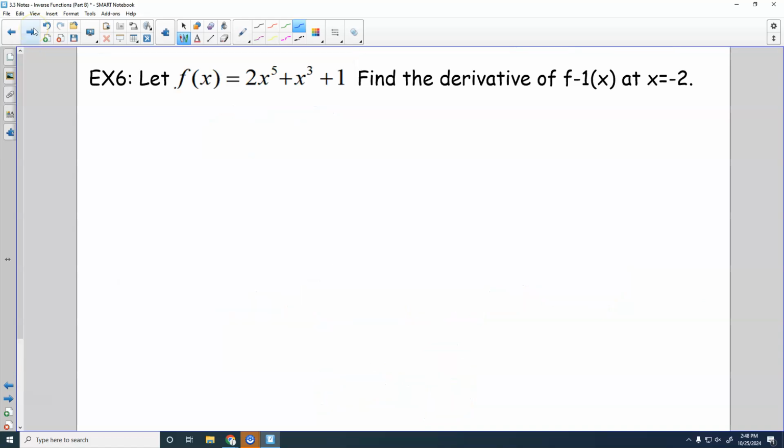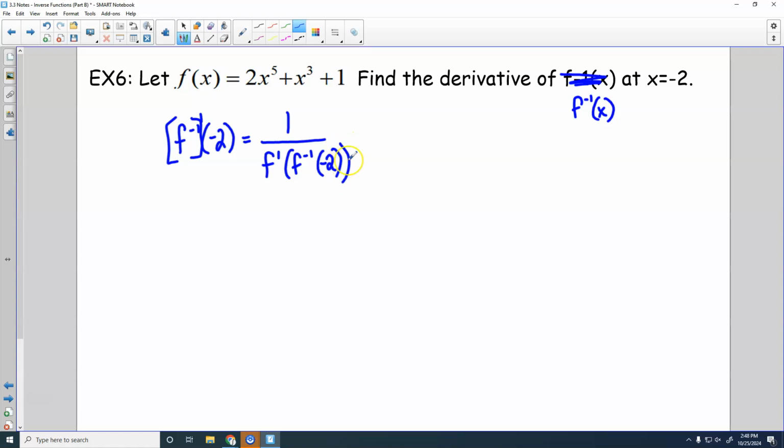Okay? Let's try another one. That should be F inverse of x, not F minus 1 right there. So it wants the derivative of the inverse at x equals -2. This one I didn't break into steps, but if we use our formula, F inverse prime of -2 is going to equal 1 over F prime of F inverse of -2.